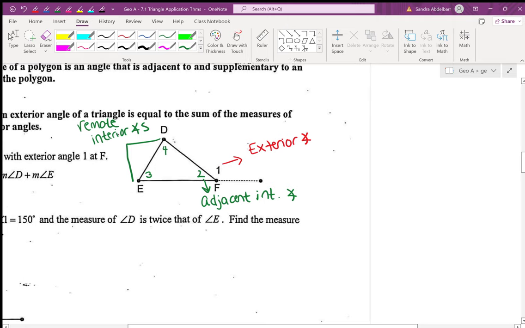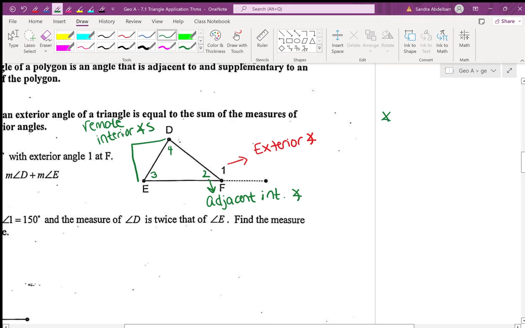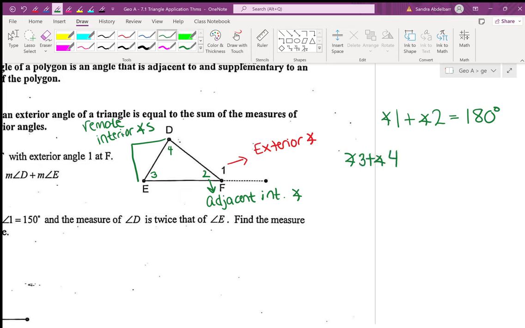Well, do we agree that angle 1 plus angle 2 is equal to 180 degrees? Angle 1 plus angle 2, because they're supplements. They make the straight angle. All right. Do we also agree that angle 3 plus angle 4 plus angle 2 equals 180 degrees? Angle 3 plus 4 plus 2, because they're a triangle.